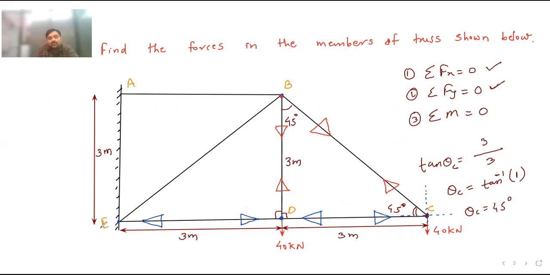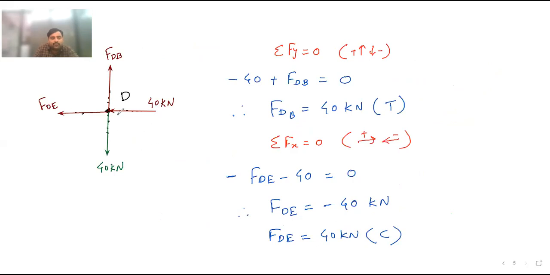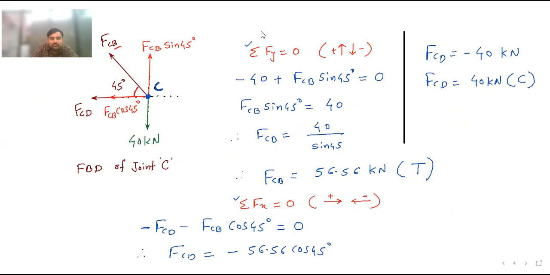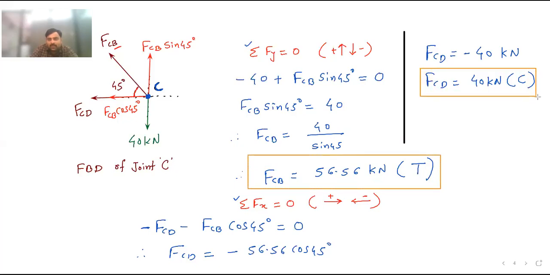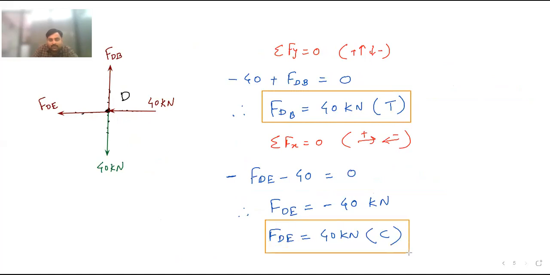Okay. So this is also solved. This is the free body diagram of joint D. We have calculated the forces in the members: FCB, then FCD. These are our final answers. FCD, then FDB, and then FDE. Up to this point, we have solved.